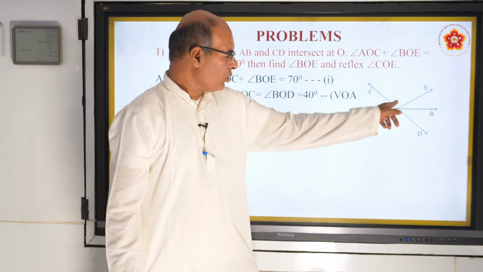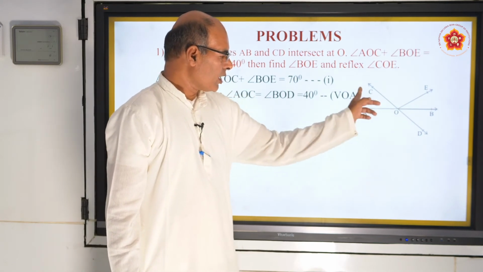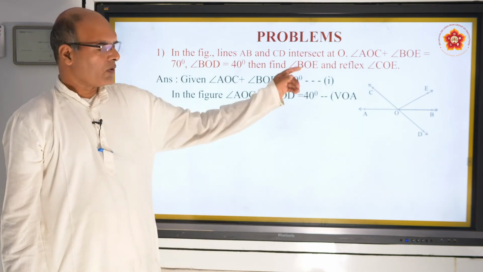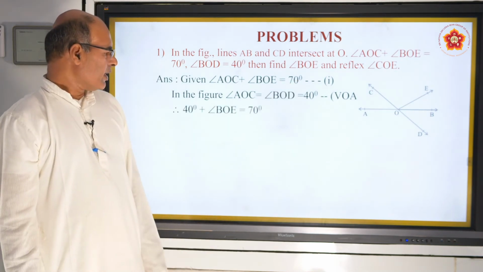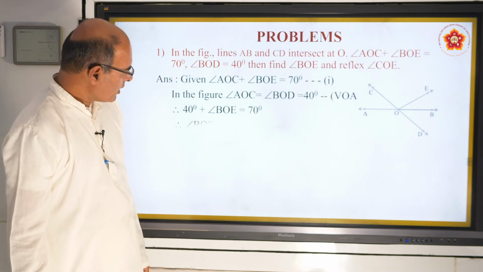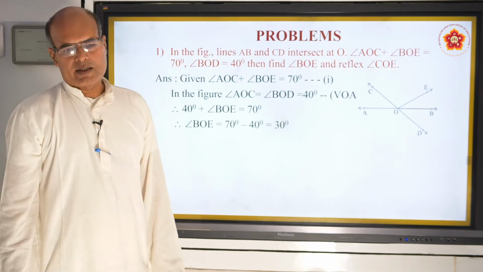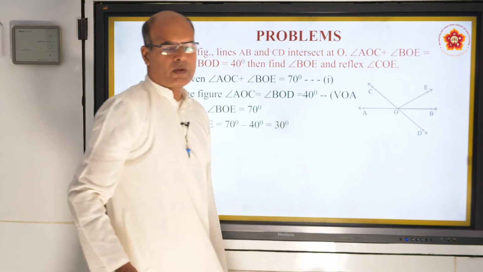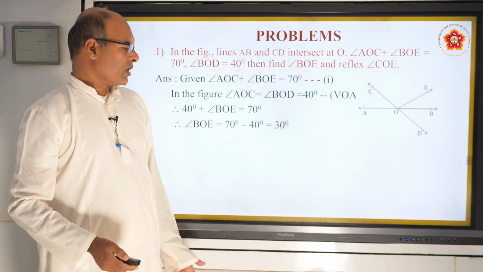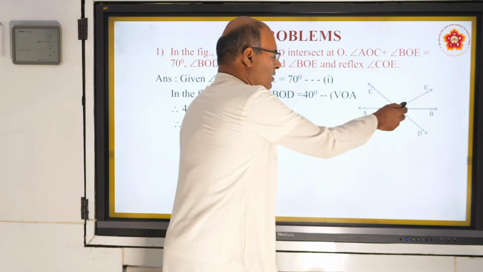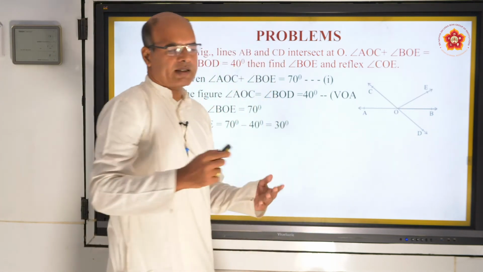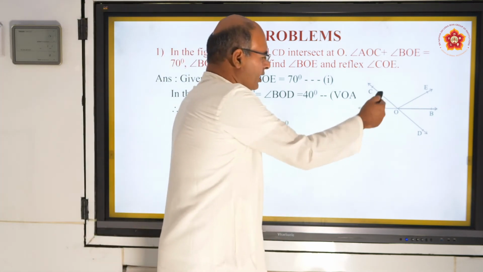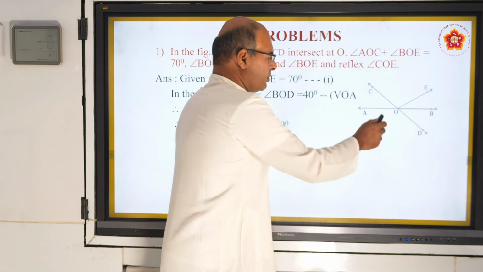See, AOC plus BOE is 70 degrees. So we came to know that angle AOC is equal to 40 degrees. Therefore BOE is 70 minus 40, so that is equal to 30 degrees. To find out reflex COE angle, there are two methods. One method: you can first find out this angle COE, then subtract it from 360 degrees. To find out angle COE, there are two methods. So I will use this method.